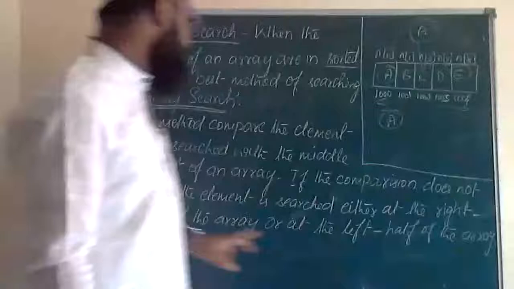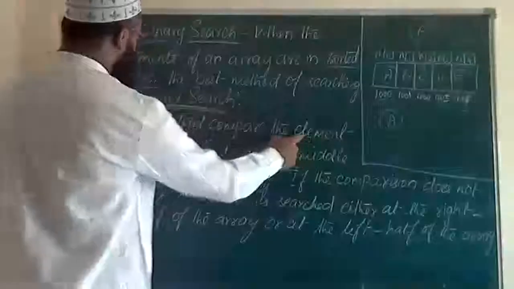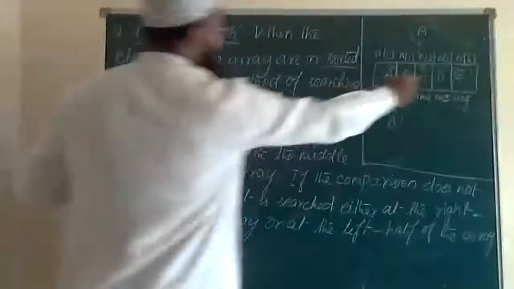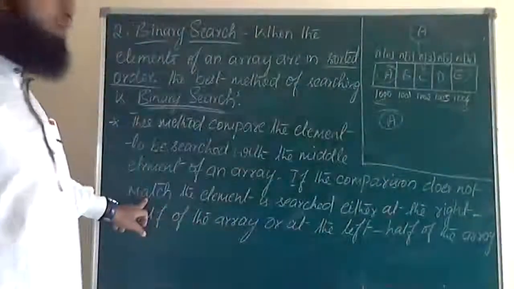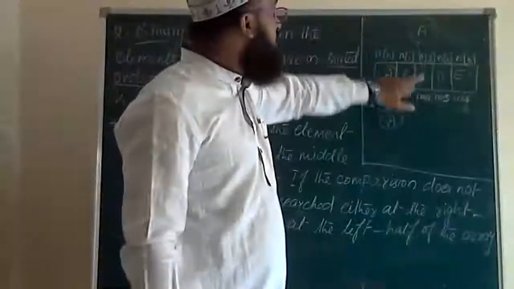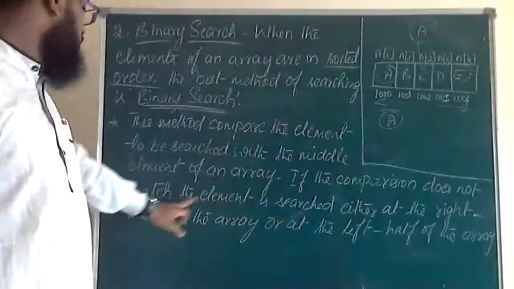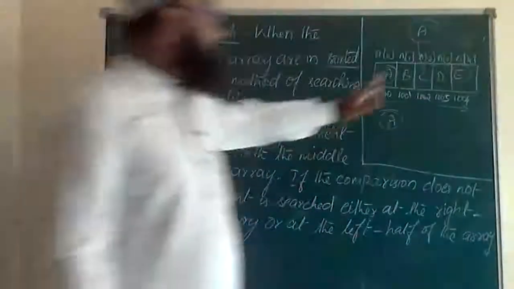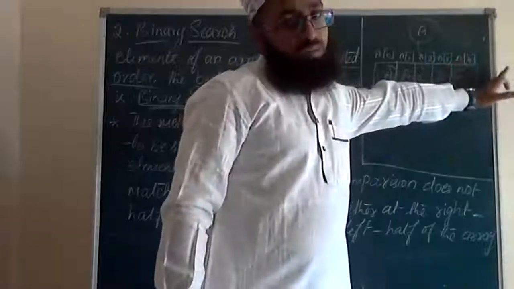The element which is to be searched is compared with the middle element. Look here, with the middle element. This method compares the element to be searched with the middle element. First, it will search with the middle element. If the comparison does not match, if A does not match with C, whether it will match? No. Then the element is searched either in the right half of the array, so it will start searching at the right side of the middle point.